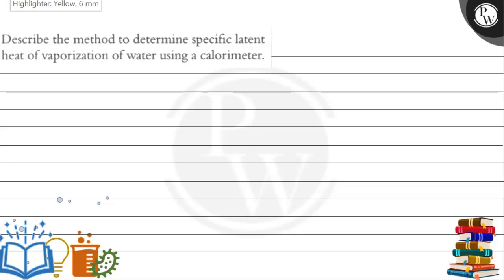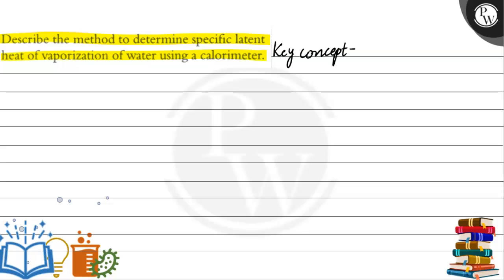Hello bachcho. The question says: describe the method to determine the specific latent heat of vaporization of water using a calorimeter. Here the key concept for the question is latent heat of vaporization.